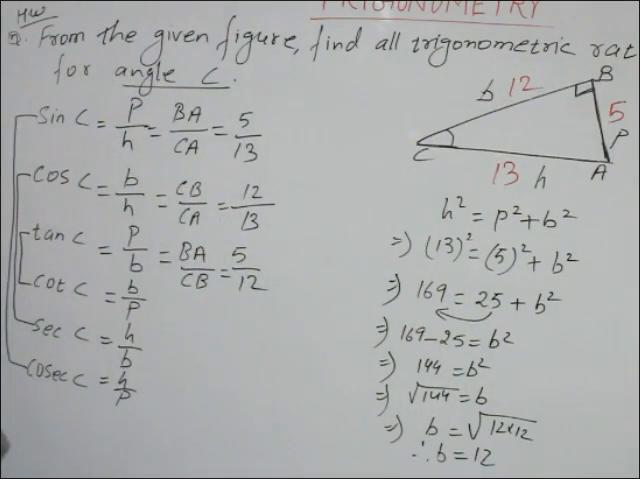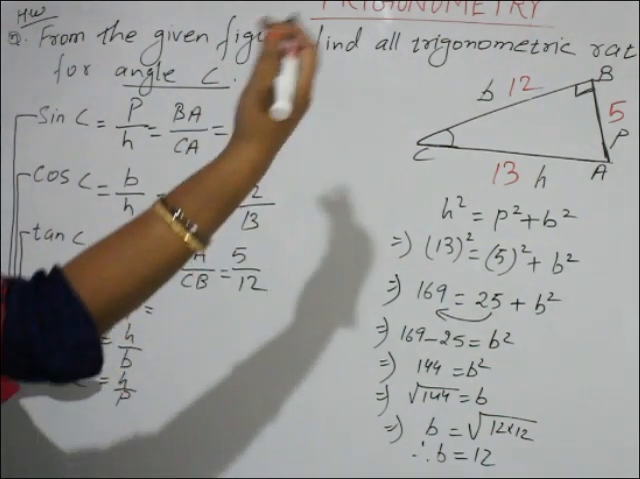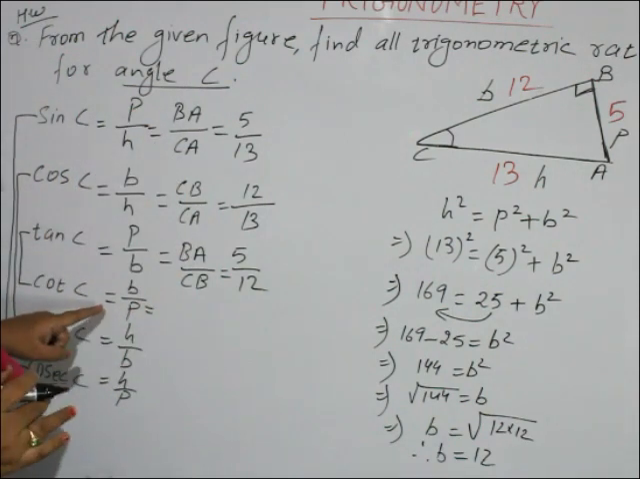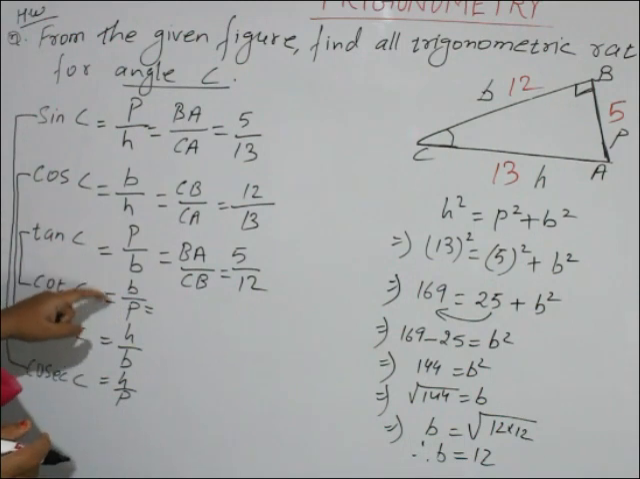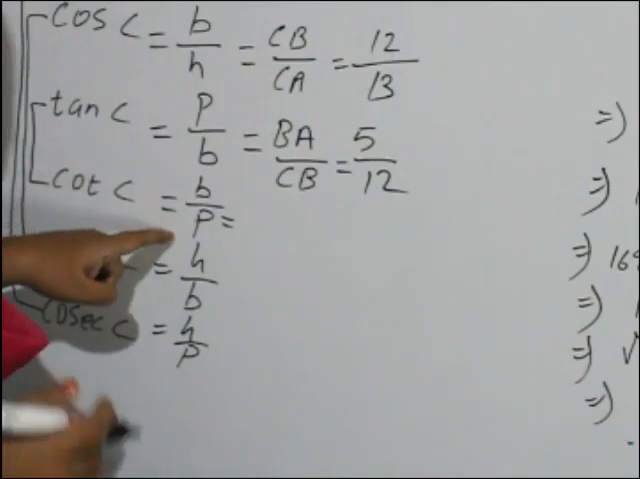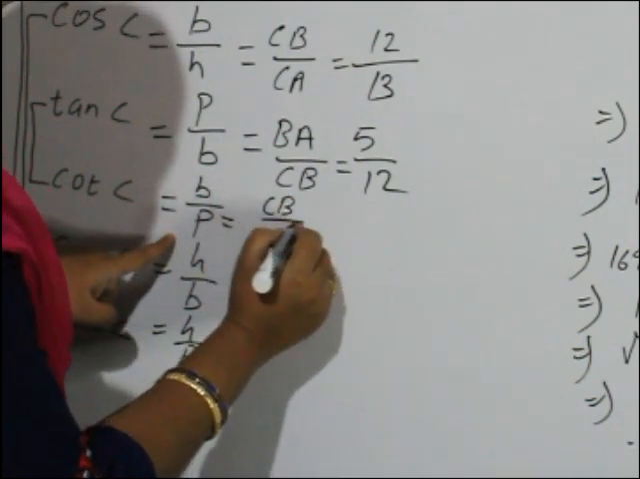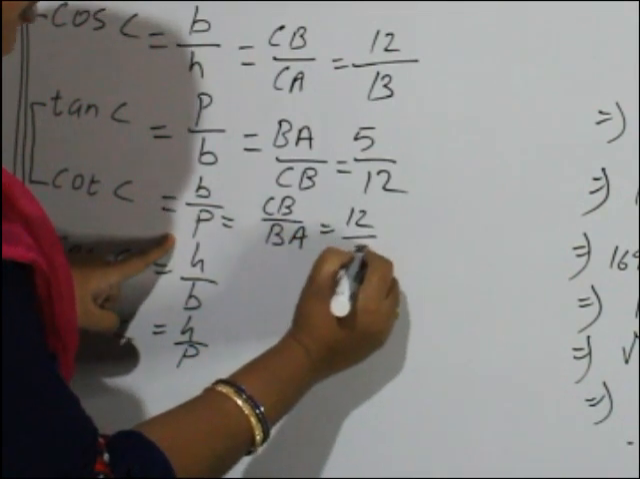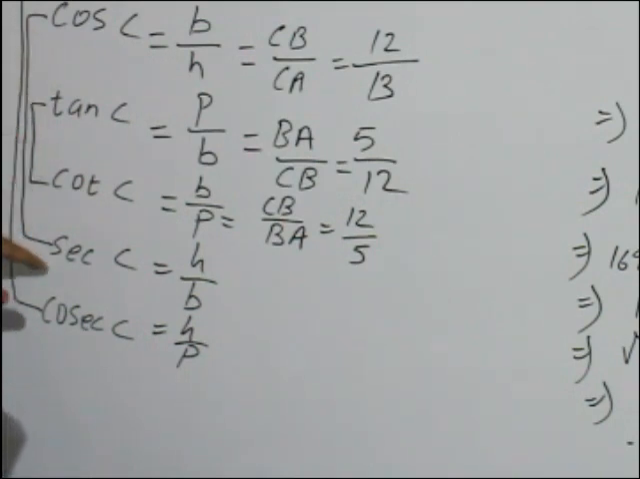Okay, so now cot is B by P. Now you no need to look there. From here only you can find out. Cot C is B by P. Cot and tan are reciprocals. This is P by B, this is B by P. You just have to take the reciprocal. CB by BA, 12 by 5. Okay. Sec and cos.